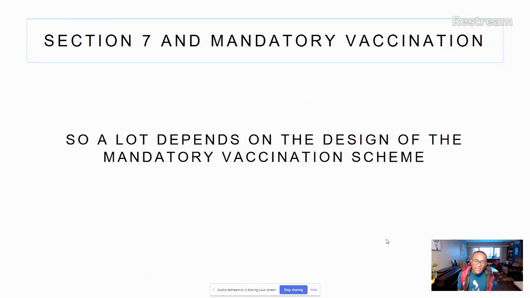So in essence, a lot, at least from the perspective of the government, depends on the design of the mandatory vaccination scheme. This is why when the Premier of Quebec announced that, you hear many legal scholars saying, let's wait and see what they actually do. This is because they know that the devil is in the details. They know that the design of the scheme is what is going to determine whether or not that law passes charter scrutiny or doesn't.